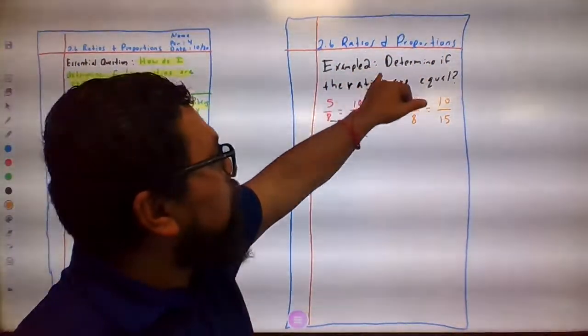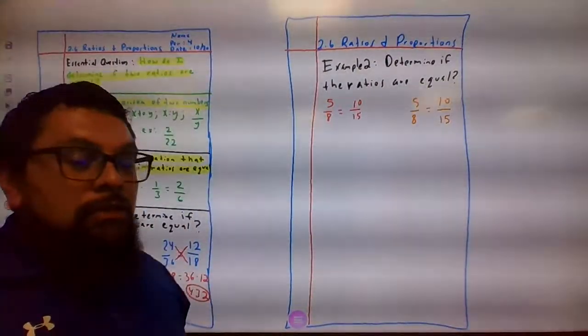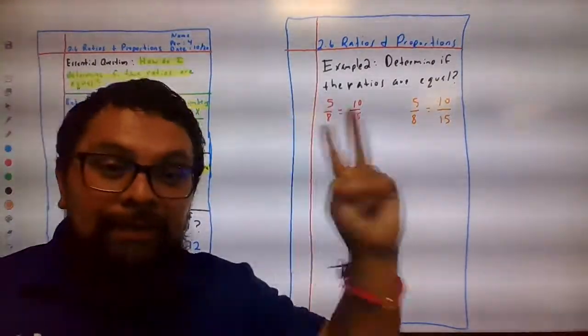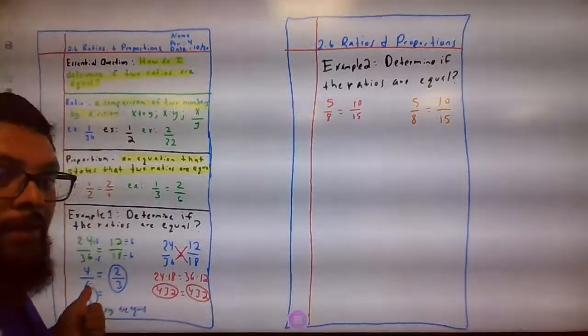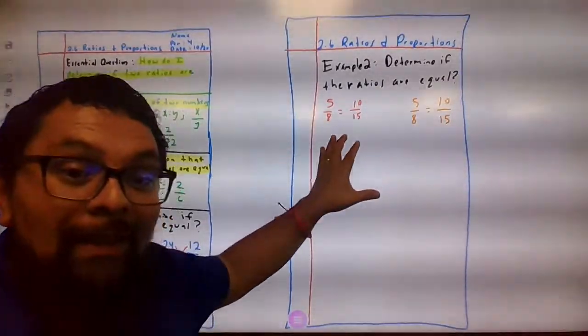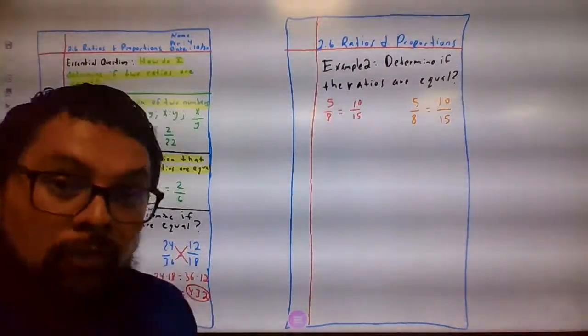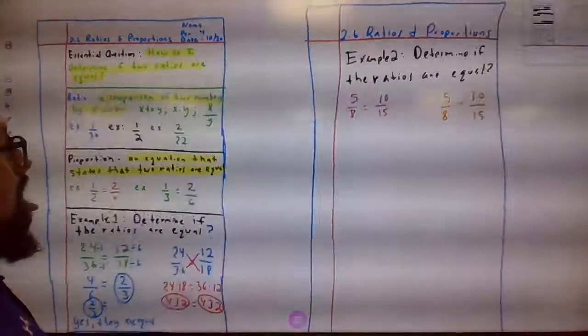And example 2, determine if the ratios are equal. So here's example number 2, determine if the ratios are equal. We're going to use the two methods that I told you in the previous example. One is we're going to simplify them, and the second one is we're going to use the cross product rule. So let's go ahead and do this one first. All right, let me zoom in so you guys can see.